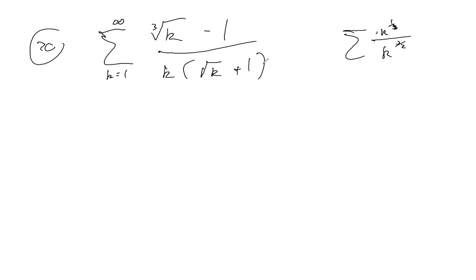Okay, so what would this be? 1/3 minus 3/2. That looks like it's 1 over k to the, what, 7 over 6? All right. So what's going on with this? This is a convergent p series, right? Convergent by p test, because 7 over 6 is greater than 1.